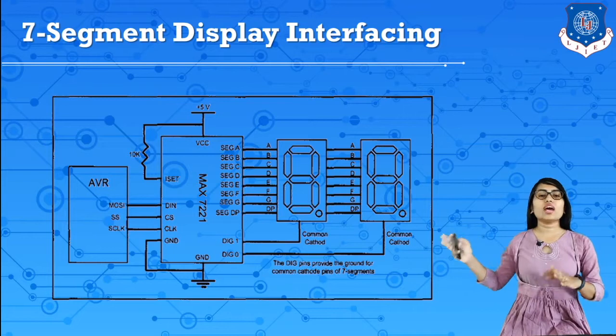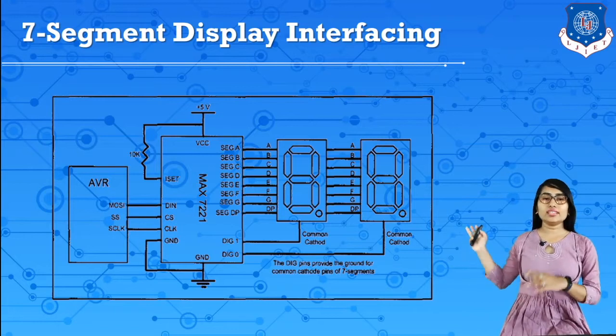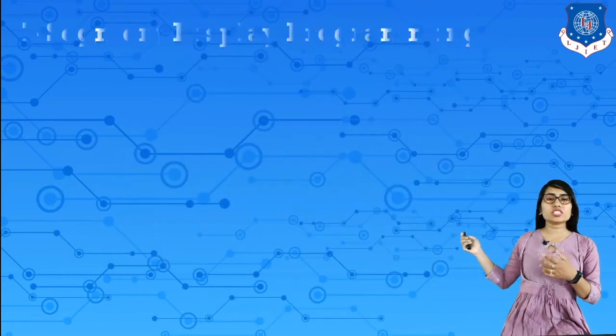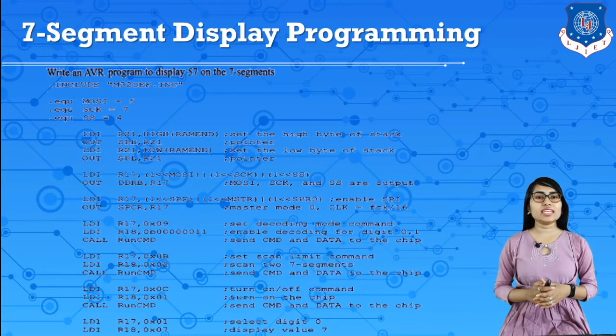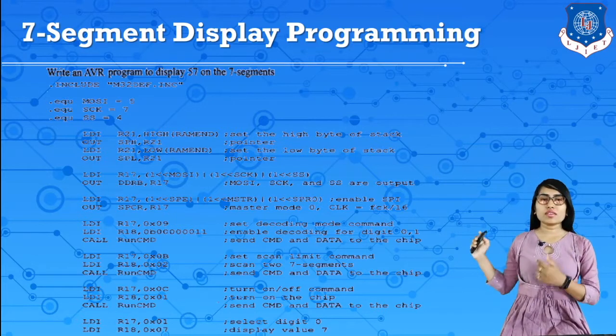So according to that, whatever program we perform on AVR can be loaded into the AVR. Then according to that, this IC generates numbers or characters or letters on the 7 segment display. So here we have a program: write an AVR program to display 57 on the 7 segments. This is the assembly language program. So we want 57 on a 7 segment LED.